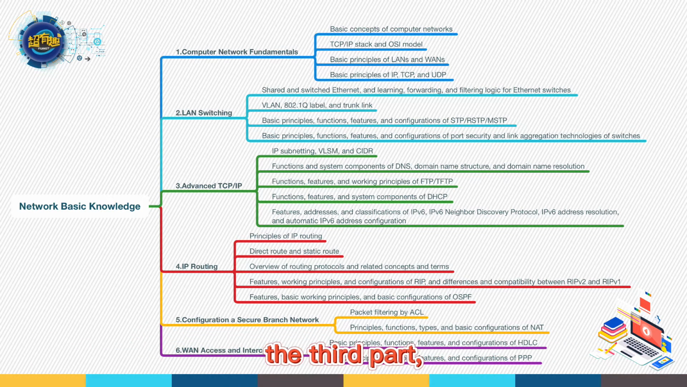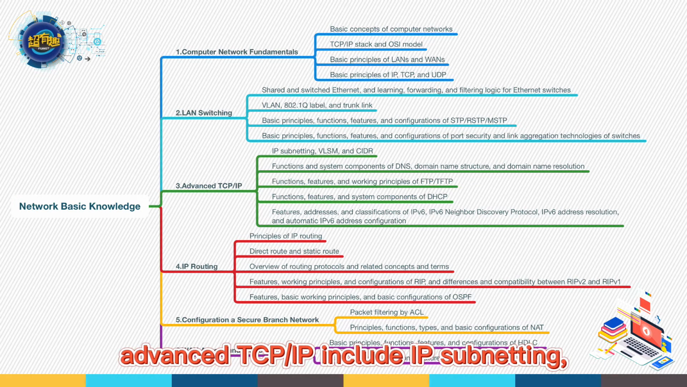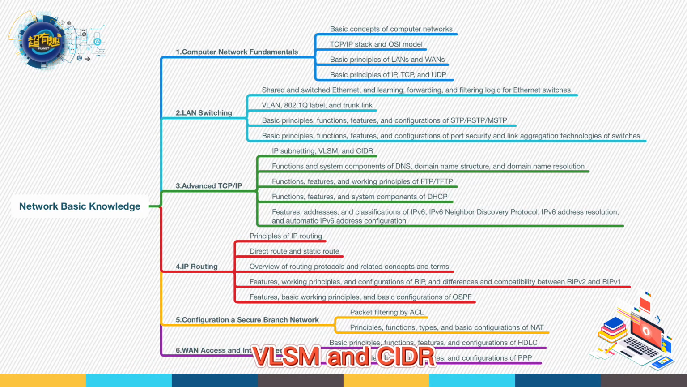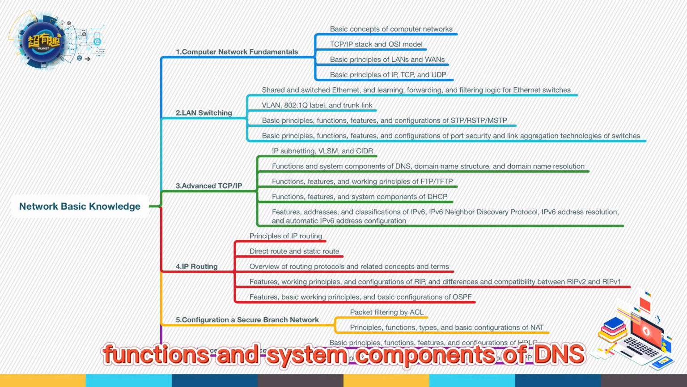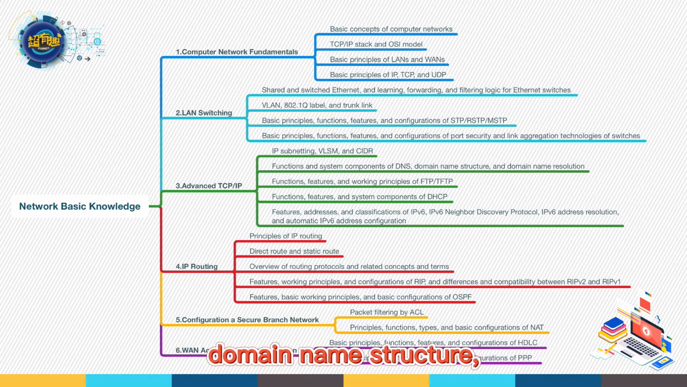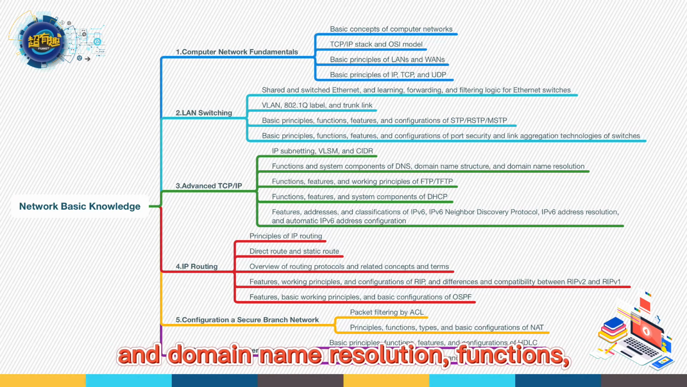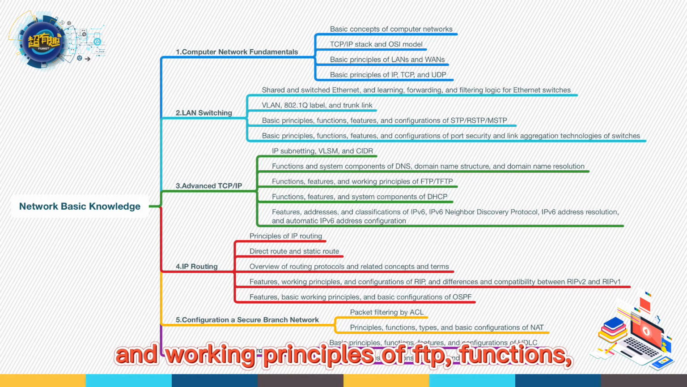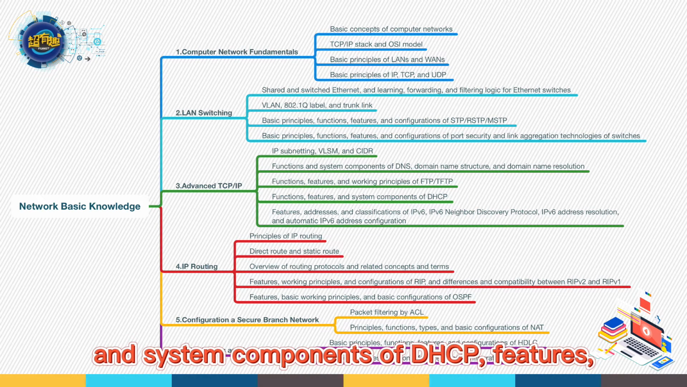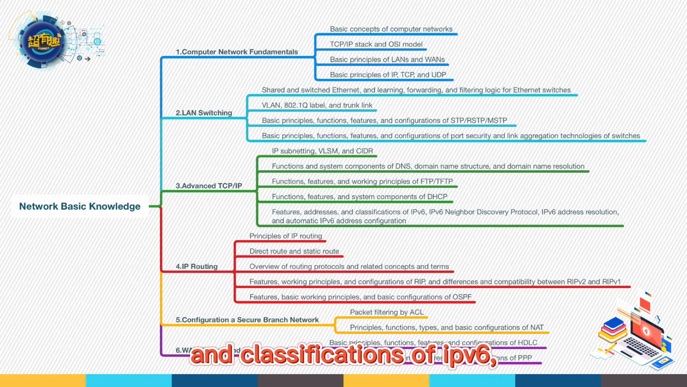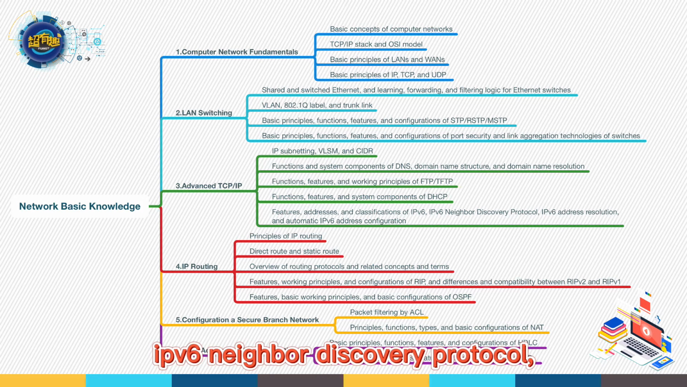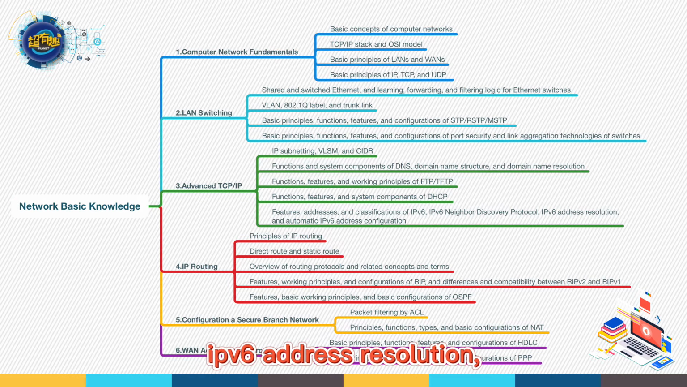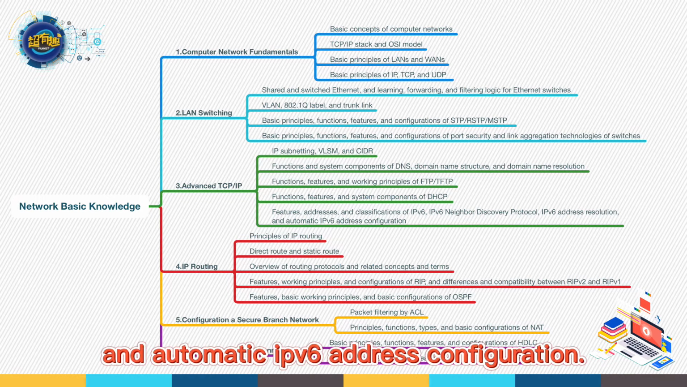And the third part, advanced TCP/IP, includes IP subnetting, VLSM, and CIDR, functions and system components of DNS, domain name structures, and domain name resolution, functions, features, and working principles of FTP, functions, features, and system components of DHCP, features, addresses, and classification of IPv6, IPv6 neighbor discovery protocol, IPv6 address resolution, and automatic IPv6 address configuration.